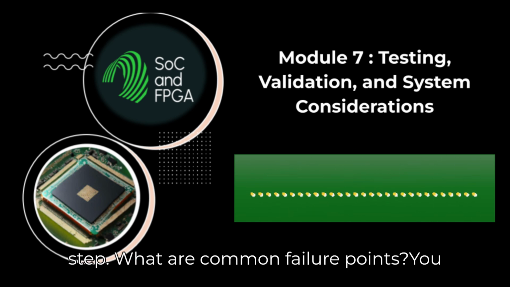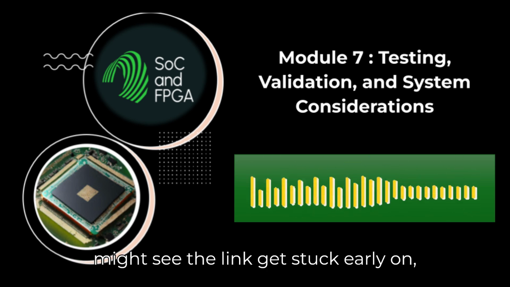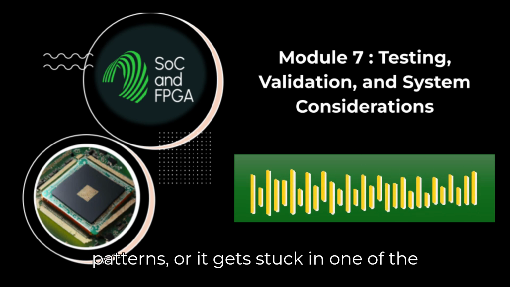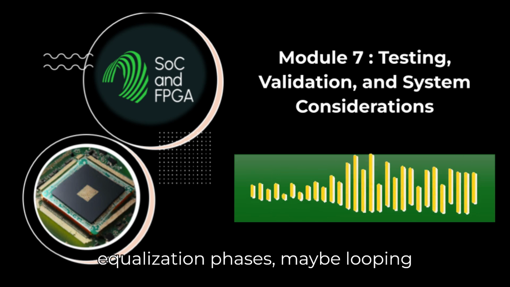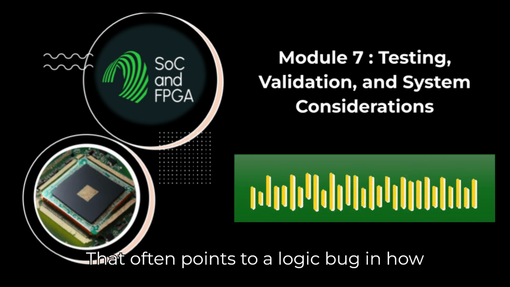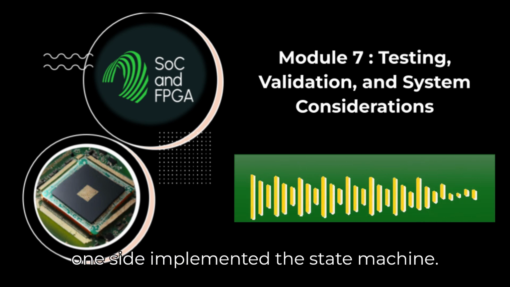What are common failure points? You might see the link get stuck early on, failing to achieve symbol lock. Maybe one side isn't sending valid patterns, or it gets stuck in one of the equalization phases, maybe looping endlessly trying to negotiate settings. That often points to a logic bug in how one side implemented the state machine.